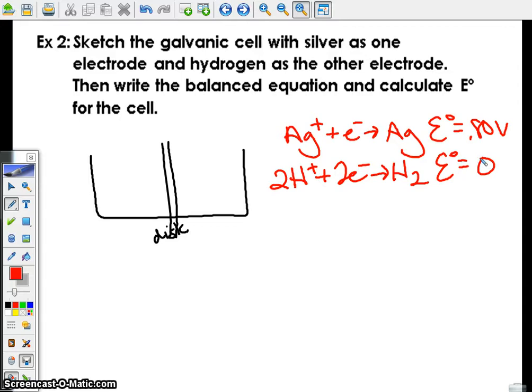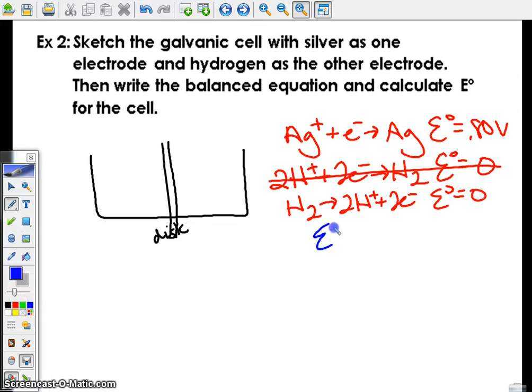Okay? Which one am I going to have to flip over so when I add them I get a positive value? H, because if I flip the Ag I get negative 0.8 plus 0. That's not spontaneous. So I'm going to flip this guy over. And the voltage is still 0. And then the final E value is going to be 0.8 volts plus 0, 0.8 volts. Easy.